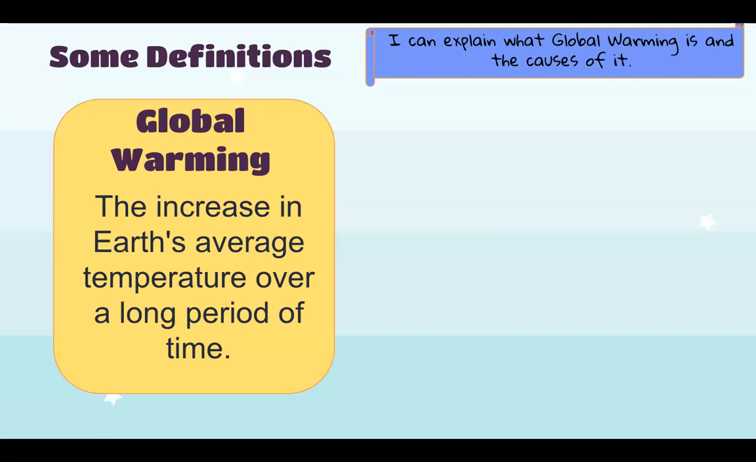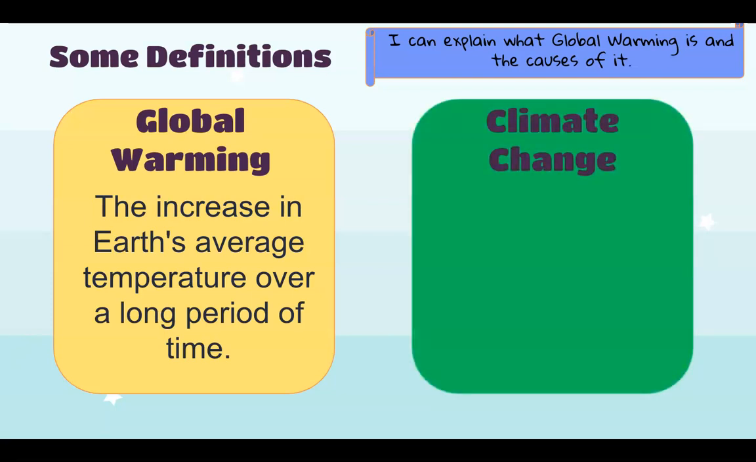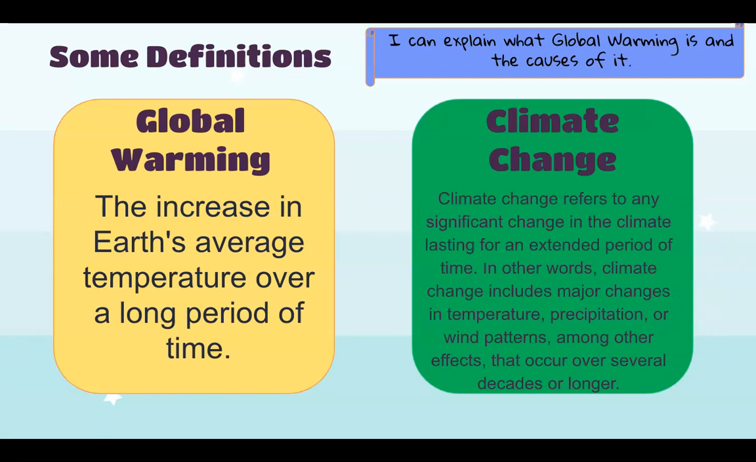A lot of people get global warming and climate change mixed up. They interchange them when they shouldn't. The definition of climate change is significant changes in the climate lasting for extended periods of time. In other words, climate change includes major changes in temperature, precipitation, wind patterns, and other things that occur over decades or longer. Global warming only refers to the increase in the Earth's average temperature over a long period of time.